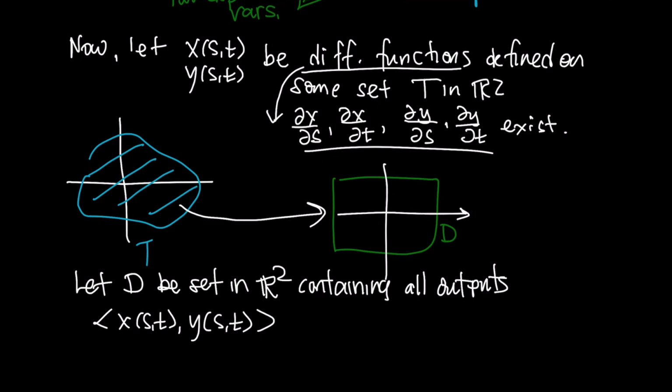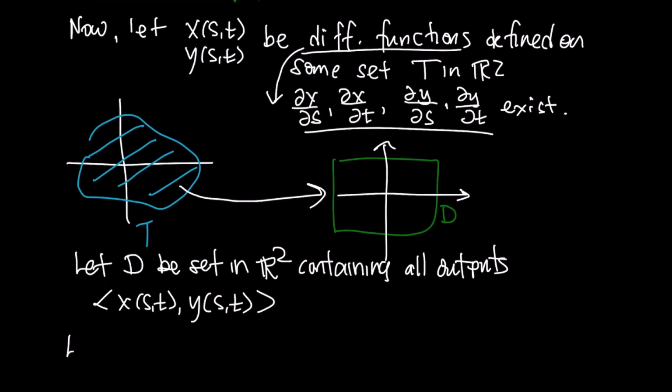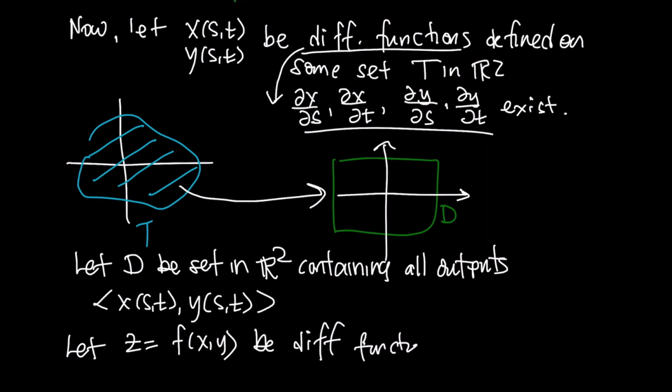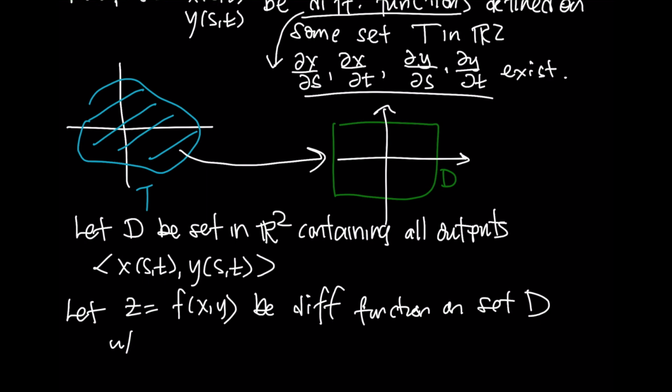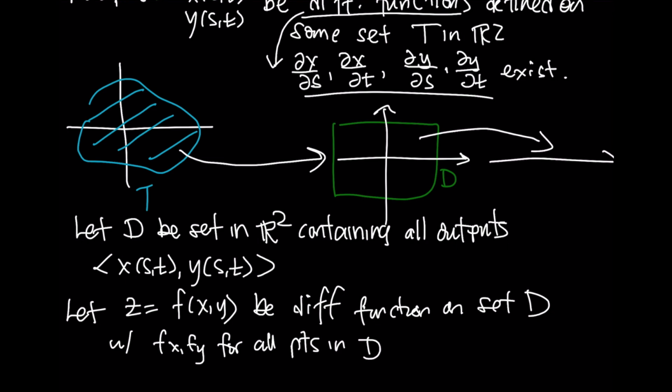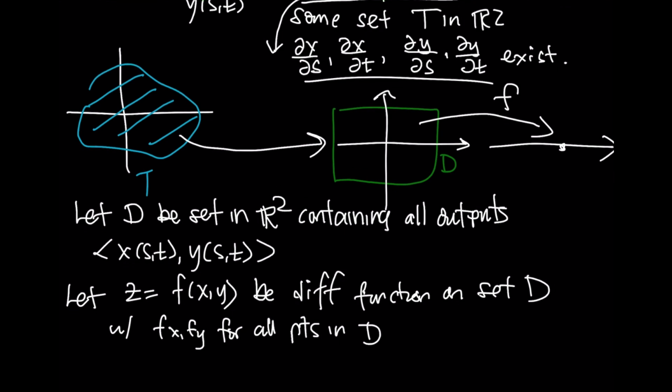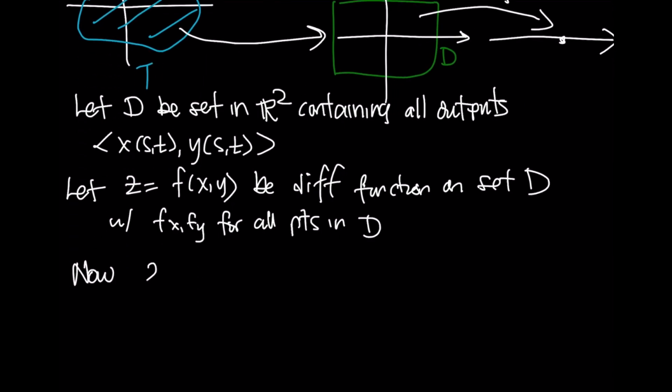So let z be a function of these two variables, x and y, and it's going to be differentiable on some set D, and it's going to have these continuous partial derivatives, fx, fy, for all points in D. And so that means there's one more mapping where we take this and put it onto the real line, the function f mapping it there. Now, z has two independent variables.